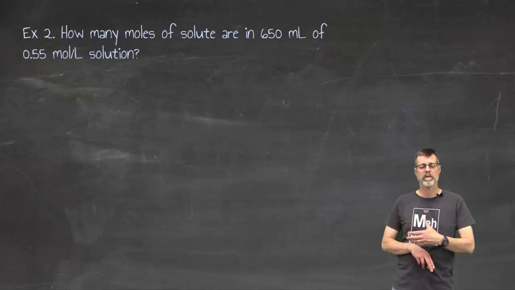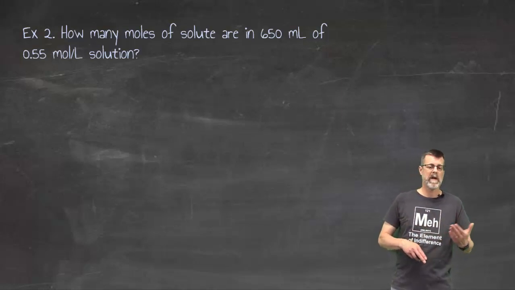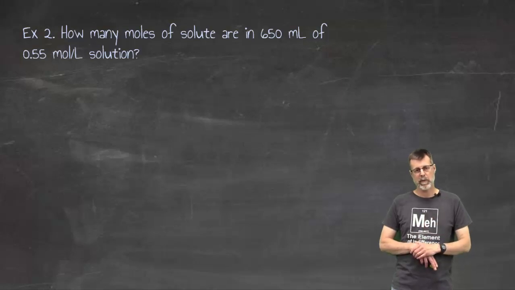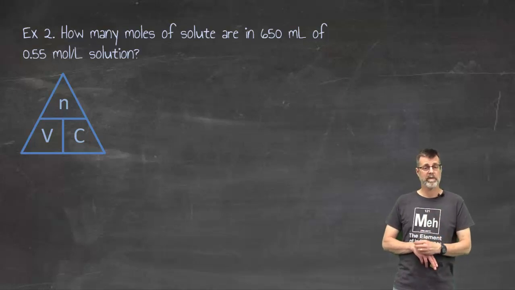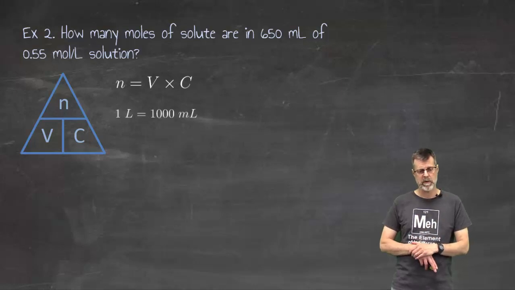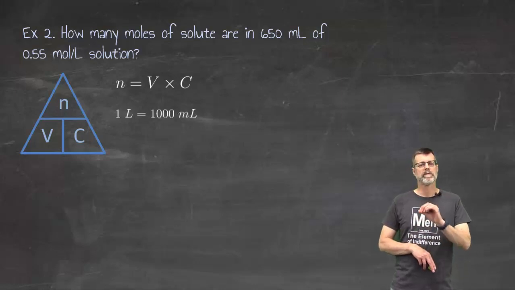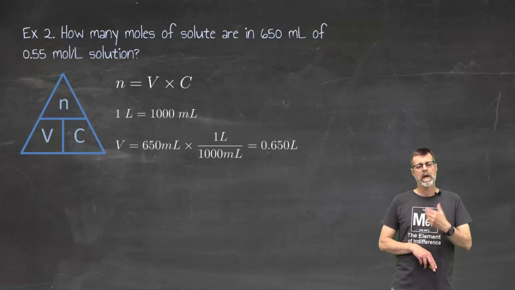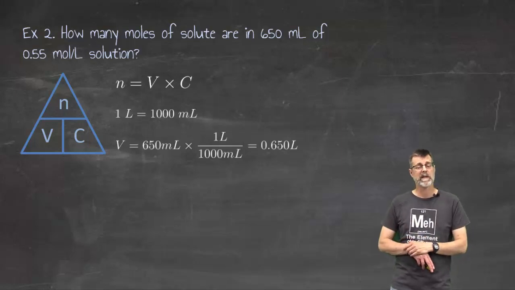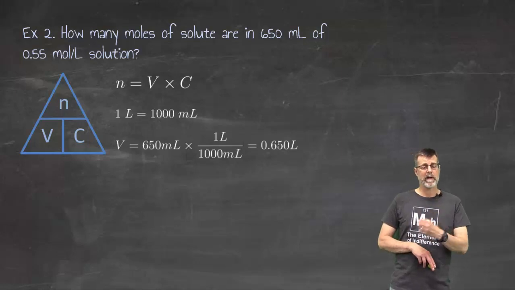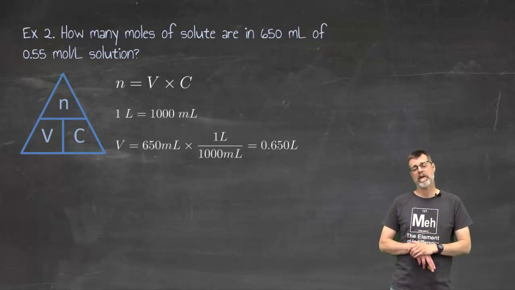So here I'm looking for how many moles of solute are in 650 milliliters at 0.55 moles per liter. Well, I'm using the same basic formula, except now I'm solving for a number of moles, trying to find n, so I cover up my n corner and I'm left with volume times concentration. I will first have to convert the volume into liters. You don't have to write it out exactly like this, but I'm going to divide my milliliters by 1,000 to get my volume in liters.